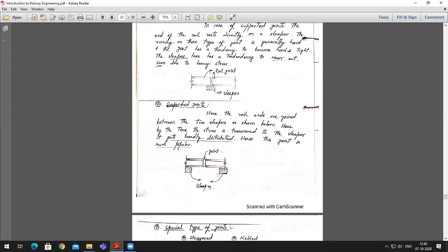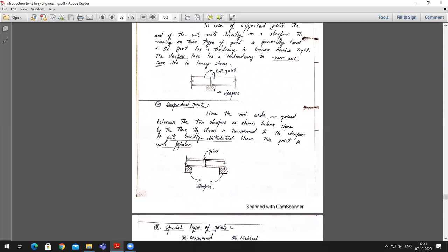So in the second case, if this is the joint, that is if this is the head section and this is the foot section, this would be the web, and the web would be connected with each other with the help of fish plates and fish bolts. Such kind of joints which are suspended freely, whereas the sleepers would be placed slightly apart from the joint, we call as suspended joints.